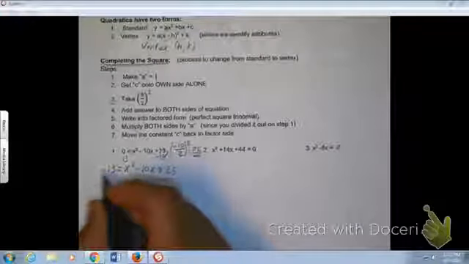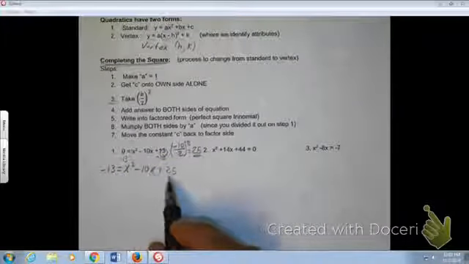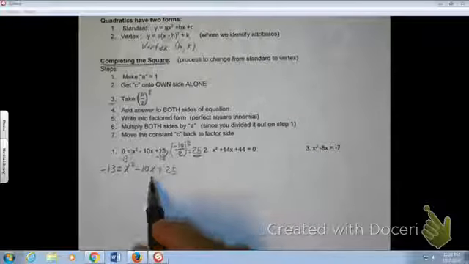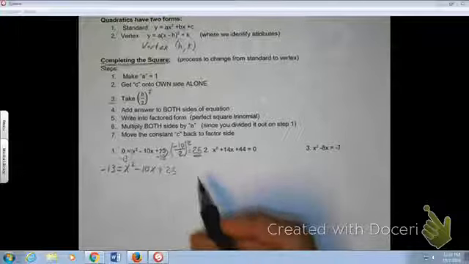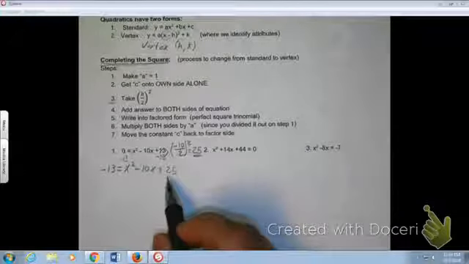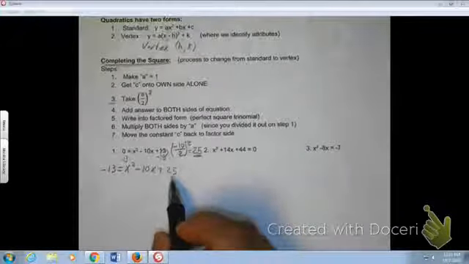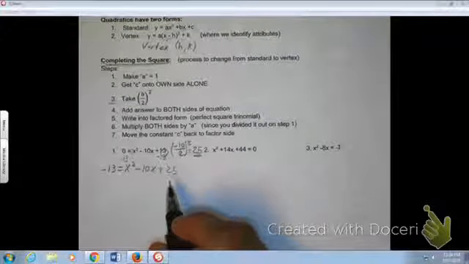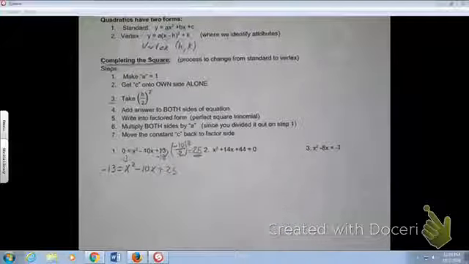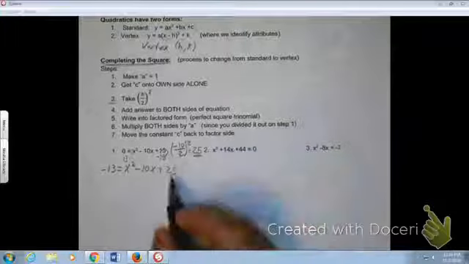Wait, so we leave the 10? Yes, we leave the 10. We just add this number. We created a whole new number, right? Since we created a whole new number, we have to add it to one side. And since we add it to one side, we have to add it to the other to make the equation still equal. Does that make sense? While we're adding to both sides? That way we don't change anything. We are just adding numbers.